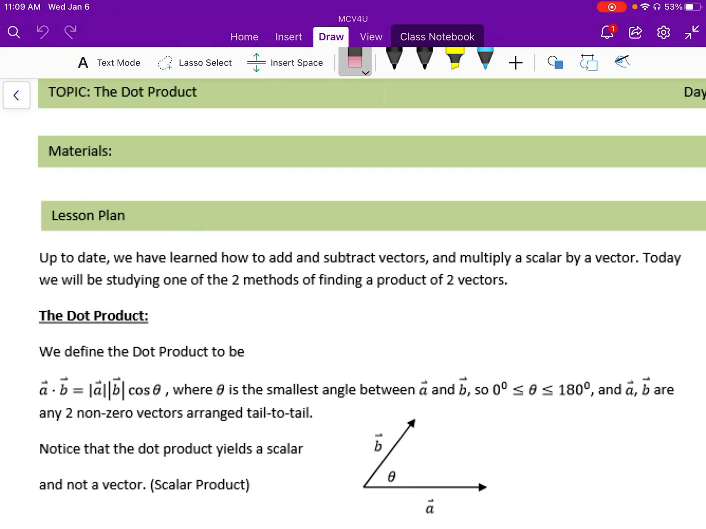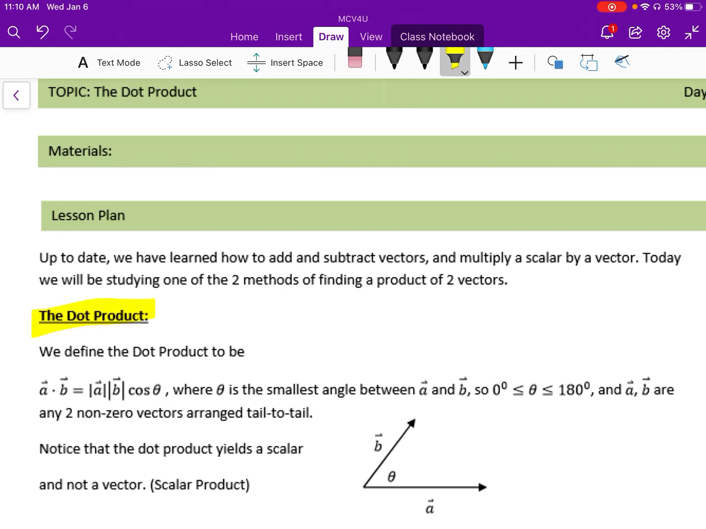So we're going to be taking a look at what's called the dot product. We've already looked at some operations with geometric and algebraic vectors: adding, subtracting, and multiplying a vector by a scalar. Well, today we're going to be taking a look at the first way that we're going to multiply two vectors together. So this is the product of two vectors.